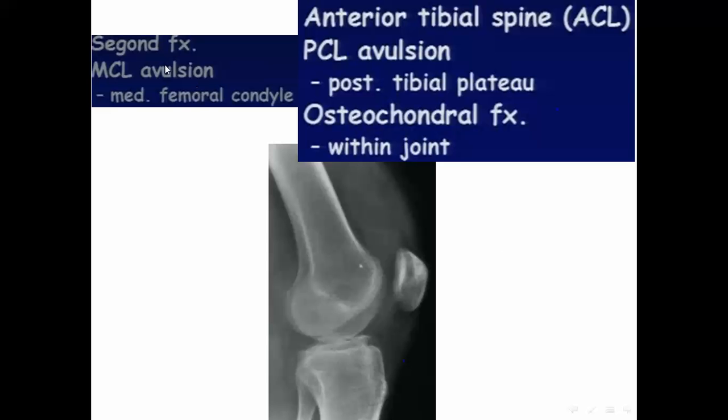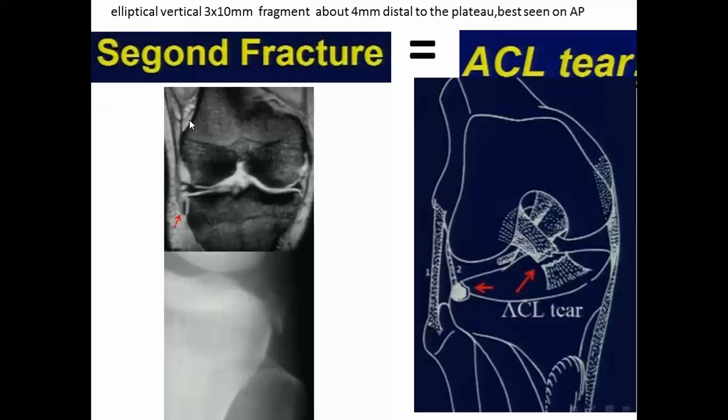Segond fracture is sometimes associated with medial collateral avulsion. As we see here, there is some avulsion of the medial collateral ligament here. There is avulsion in this area.